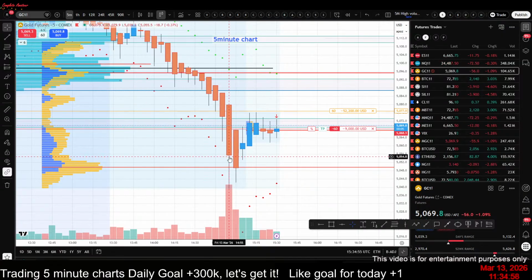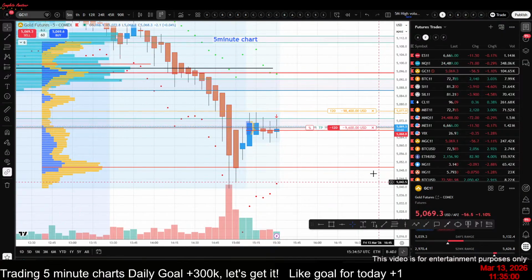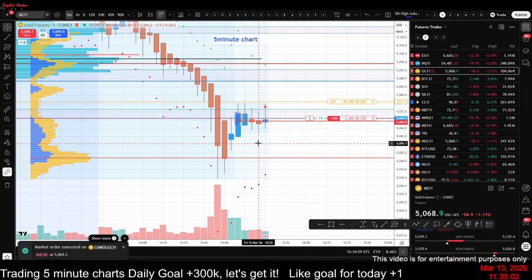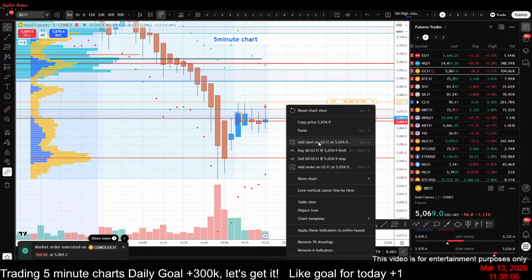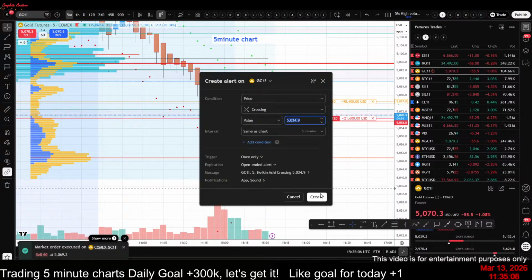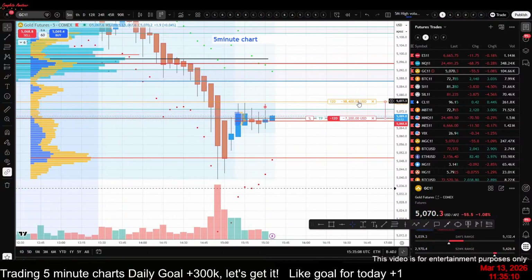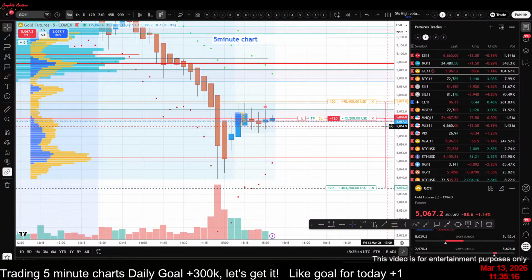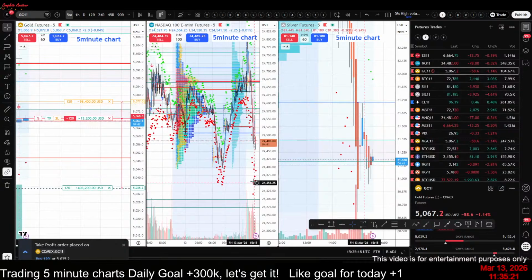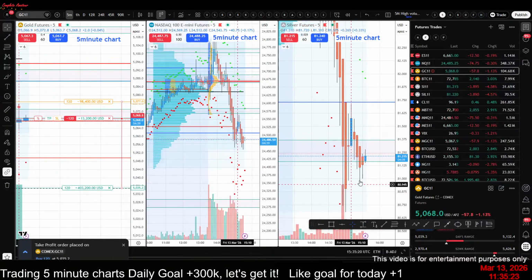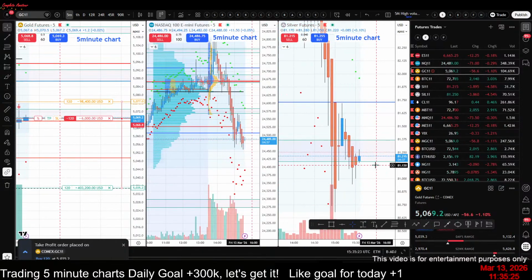Putting a lot of volume at the lows there. Let's see. This is pretty speculative. Markets certainly seem a bit heavy.